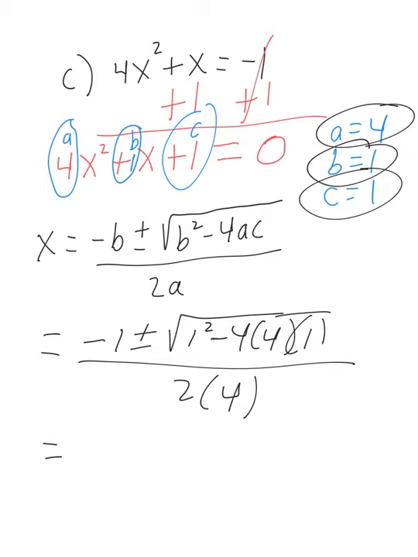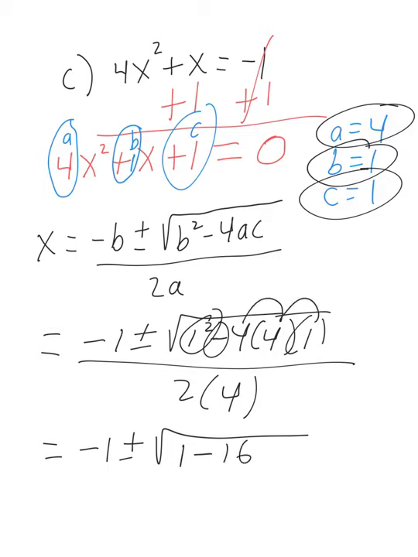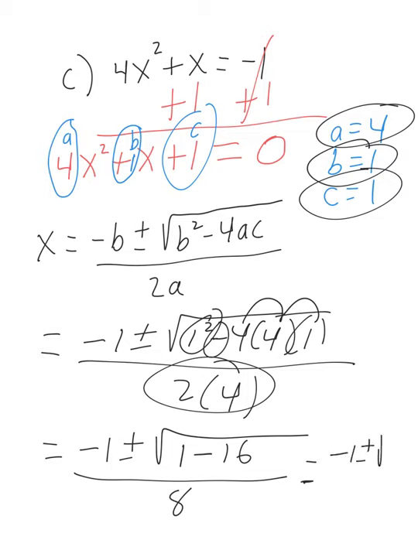Simplify, especially what's under the square root, get it down to one number. So -1 plus or minus the square root of 1 squared is 1. I only see one minus sign, so it's going to be minus 4 times 4 times 1 is 16. All over on the bottom, we got 2 times 4 for 8. Keep going. So -1 plus or minus the square root of 1 minus 16 is a -15 all over 8.